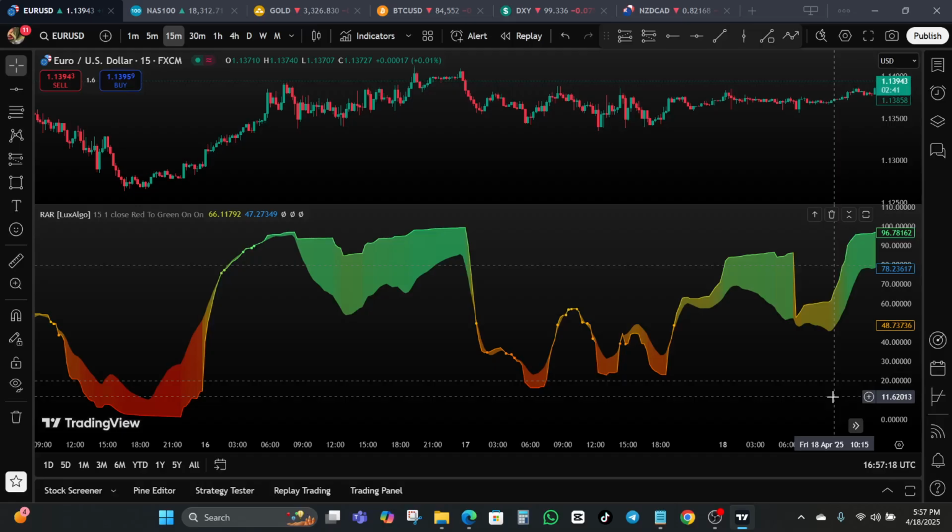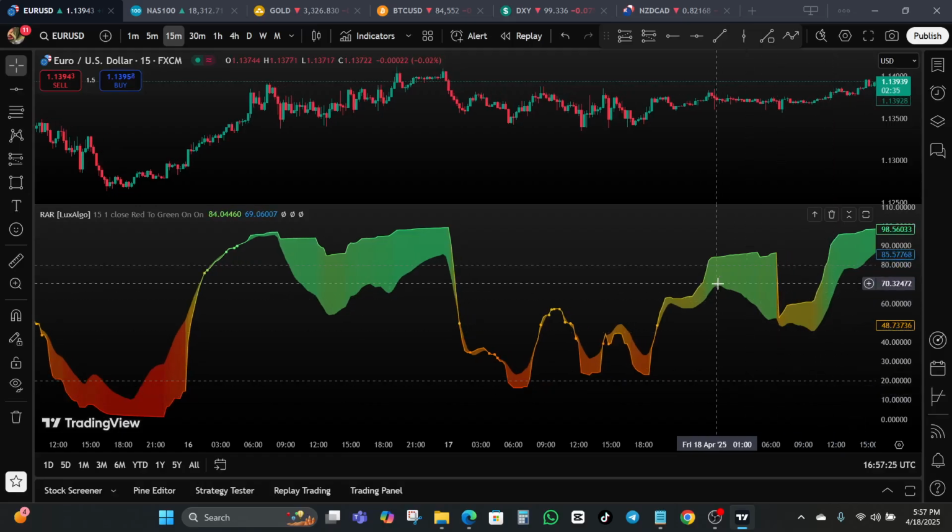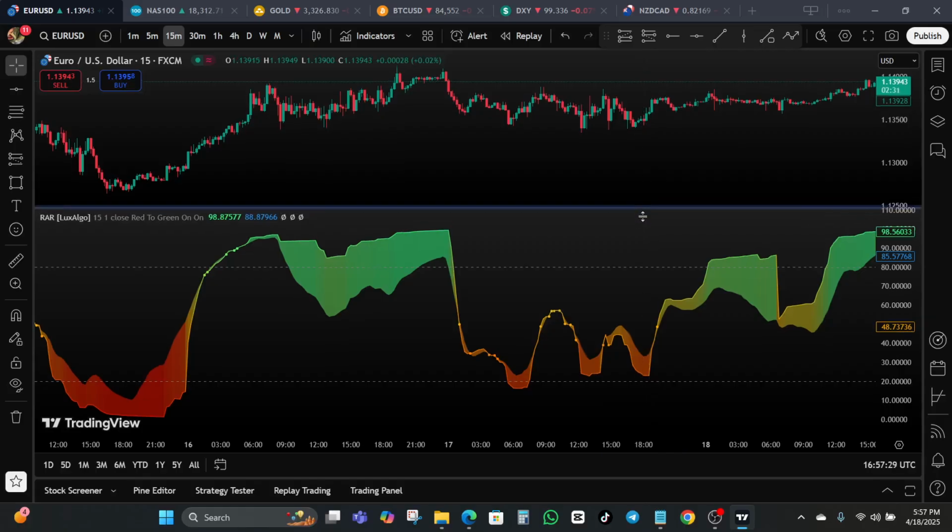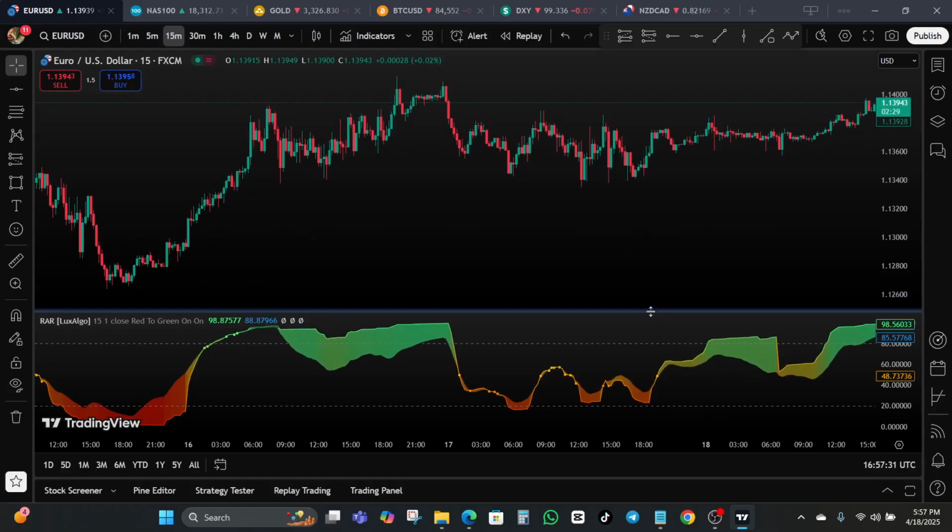All right, but the Rainbow RSI uses different color bands that make it even easier to see when the market is in an overbought or oversold condition. All right, and it helps you visualize whether a trend is likely to continue or reverse. So setting up the Rainbow RSI on TradingView is simple. Okay, just follow these steps.